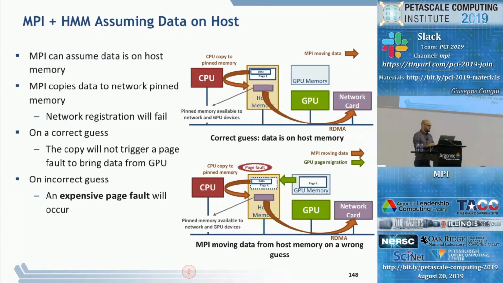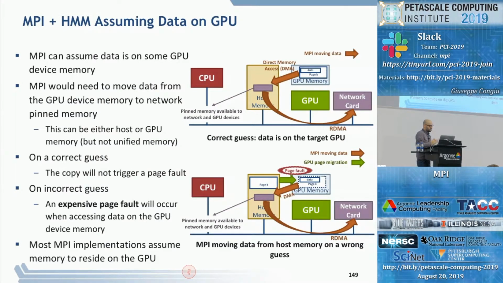MPI can, for example, assume that the physical data is always on the host. Then MPI copies the data to the network pinned memory, and if the guess is right, it will work fine. If the guess is wrong, the access to the host memory will cause a page fault, which will cause a GPU memory migration to the host, and that is ultimately more expensive in terms of latency.